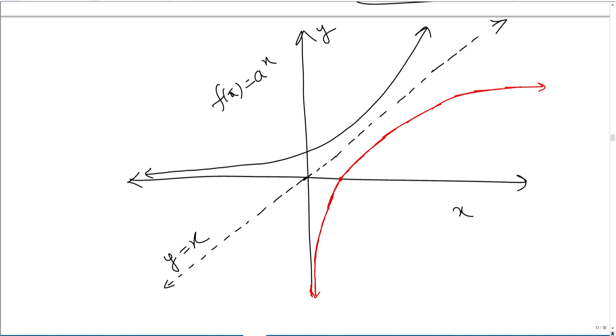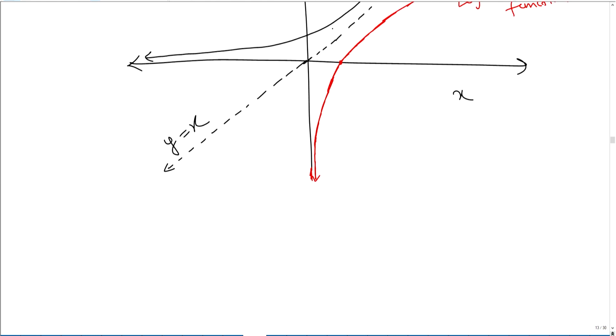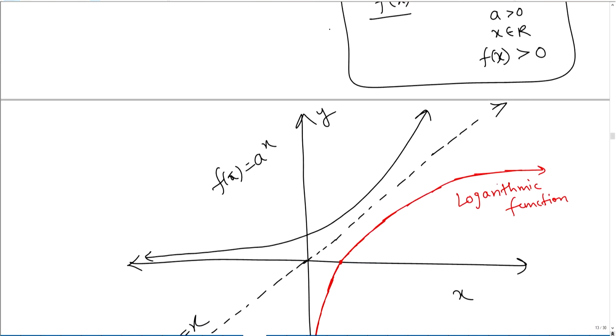So, this is the inverse function of the exponential function, and there is a name for this inverse function. This function is called a logarithmic function. In general, the inverse function of an exponential function is a logarithmic function. And what is exactly the form of this logarithmic function? For that, we need to understand the rules of logarithms. You already have seen the rules of exponents. Now, there are rules of logarithms which we'll need to take a look at.